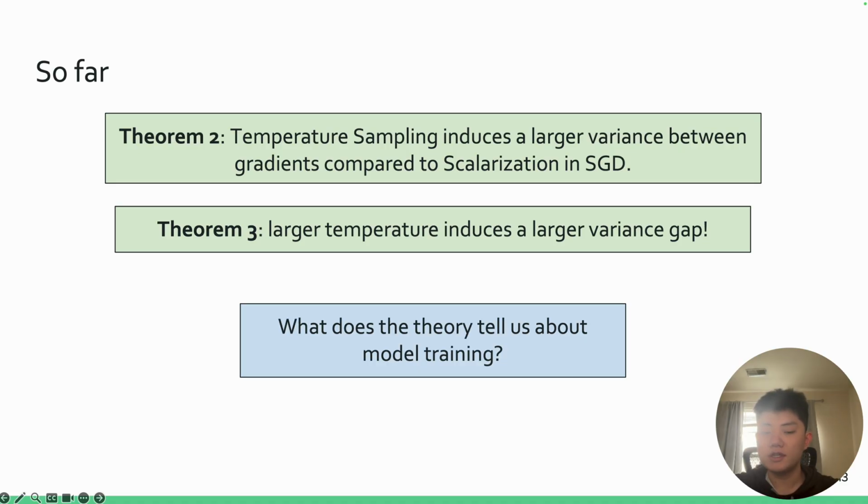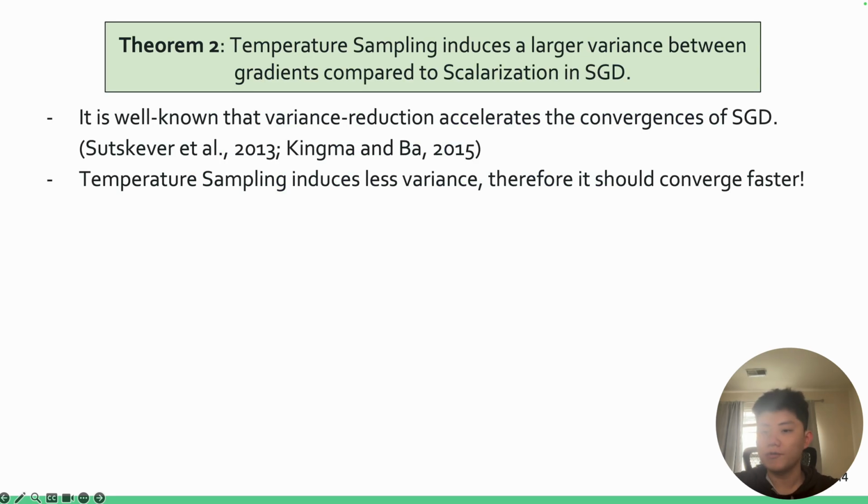But what does this theory tell us about model training? We connect our findings to the literature on variance reduction techniques, which accelerates the convergence of SGD, and thus we make the following hypothesis. Because temperature sampling induces less variance, it should converge faster than scalarization.